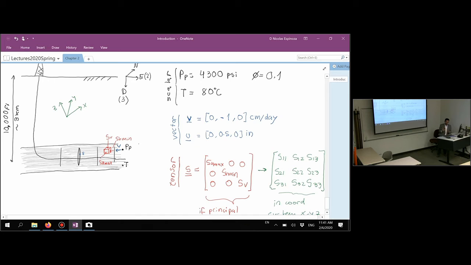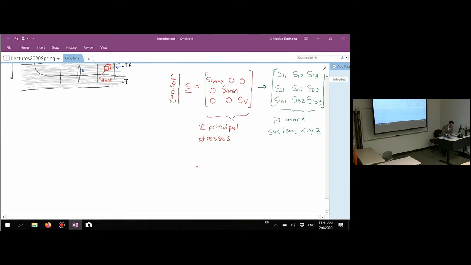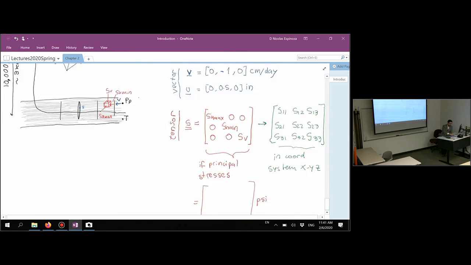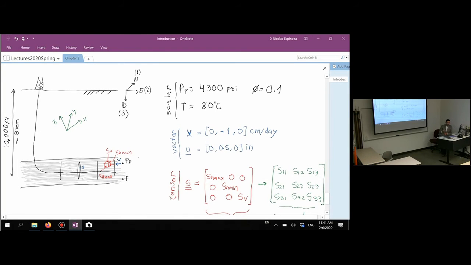And I didn't put numerical values here, but we could put some numerical values, right? Let's do that just for the sake of completeness. We're not in a rush. What would you say is the vertical stress at this particular location? More or less. You should know that by now. This is onshore, okay? Any suggestion?